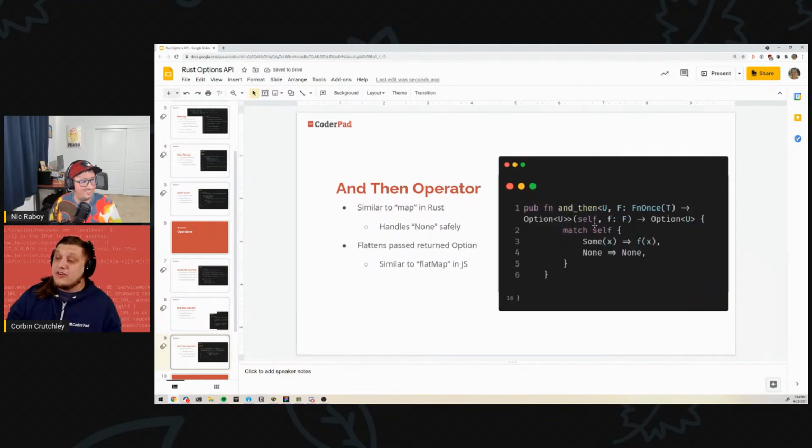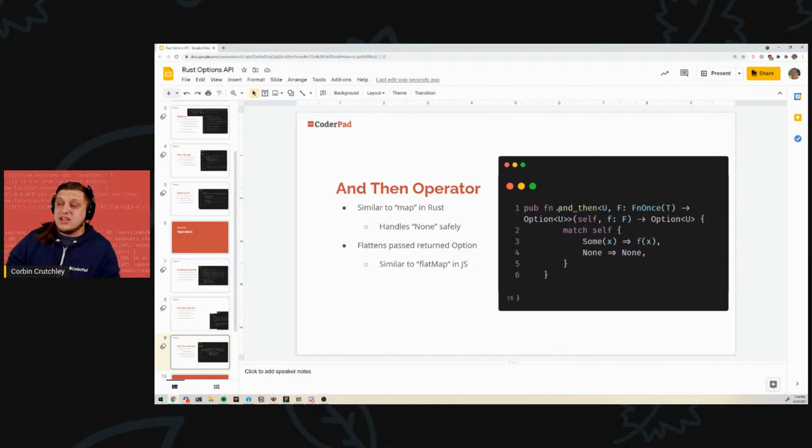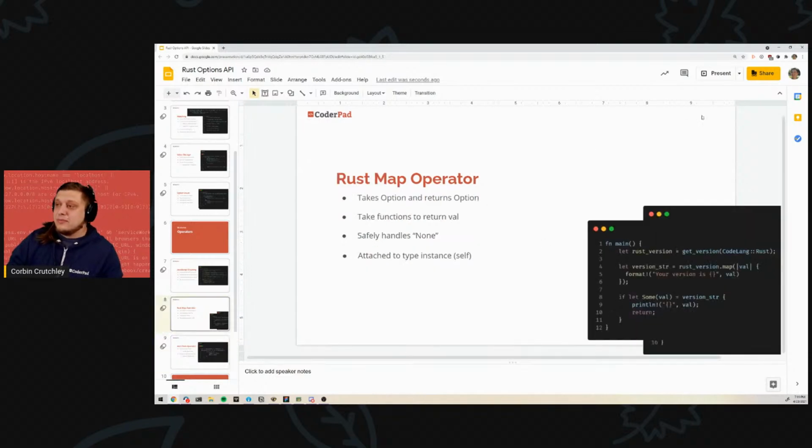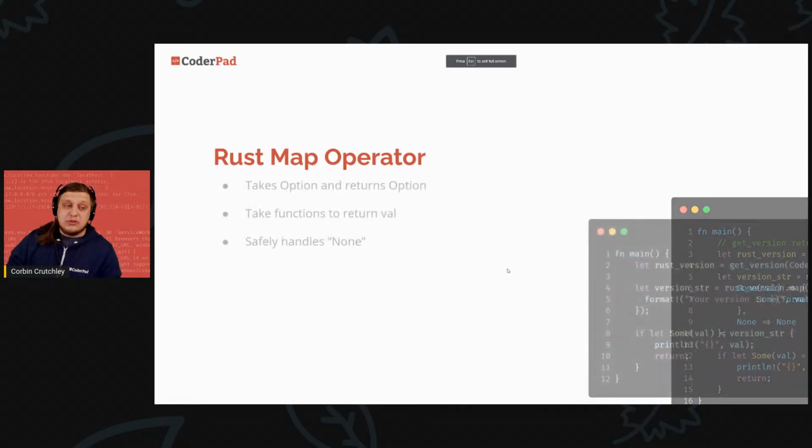At any rate, it's very similar to how this is written. So instead of and then, you'd have map, and then it would wrap Some in it. It doesn't matter. The point is, it's written very similarly to how you would write the map in JavaScript.